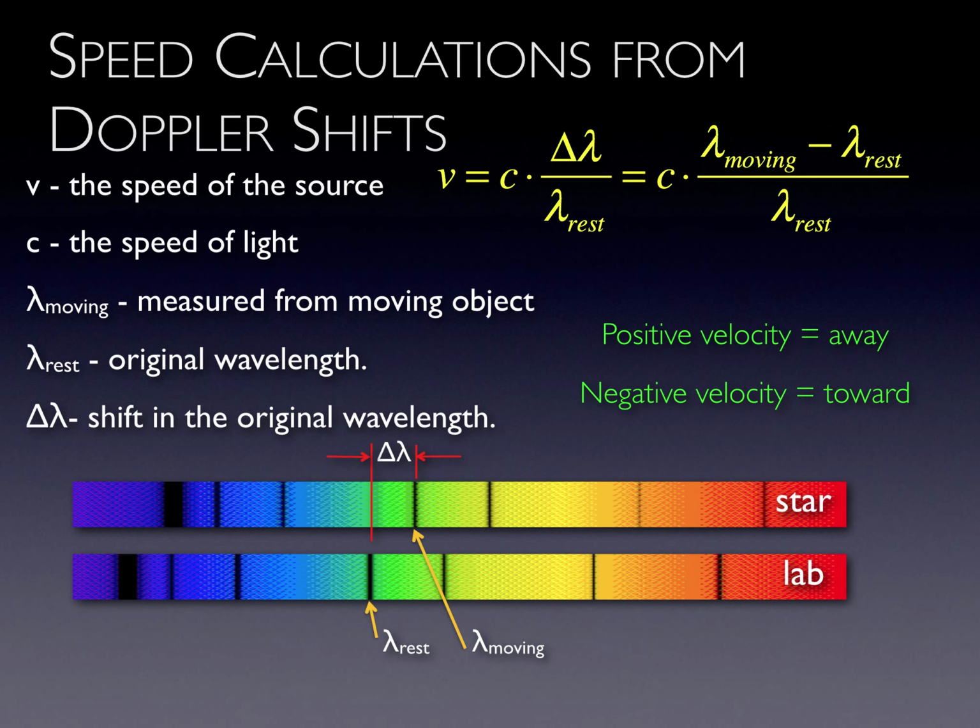To calculate the radial speed of the source, that is, the speed along your line of sight, this equation is used. The shift in wavelength is divided by the rest wavelength and then multiplied by the speed of light. Whatever speed unit is used for the speed of light will be the unit of the calculated speed of the source. The more detailed equation on the right simply breaks up what was done on the previous slide, which was subtracting the rest wavelength from the moving wavelength.